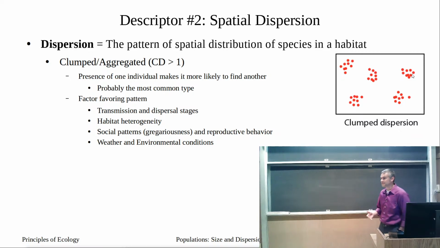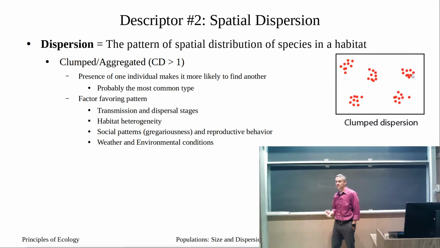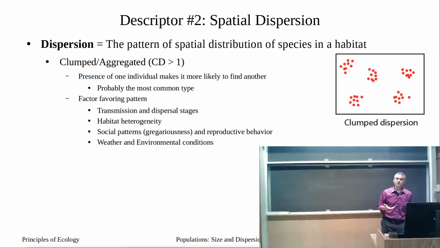And thus, over time, you'd get patterns like this. Habitat heterogeneity is another factor. So what does that mean? Well, it means that our landscape isn't uniform, that we're going to have patches of good habitat, patches of not so good habitat, and our individuals are going to try to flock or cluster around or in areas of good habitat.